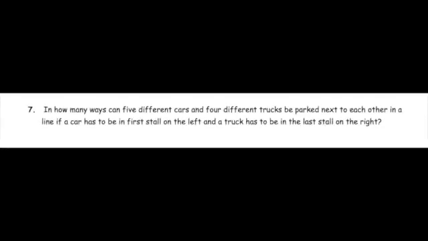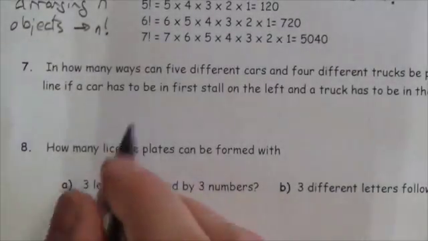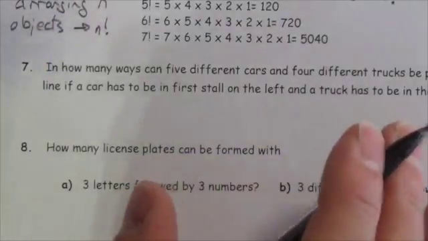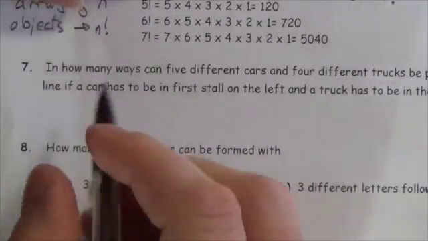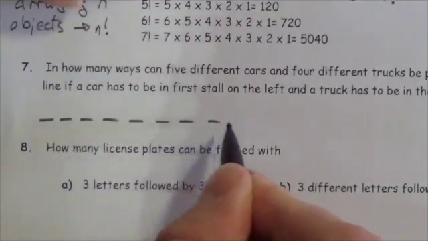In how many different ways can 5 cars and 4 different trucks be parked next to each other in a line if a car has to be in the first stall on the left and a truck has to be in the last stall on the right? All right, so to answer this problem, let's take a look at how many tasks have to be accomplished. First of all, I've got 9 different vehicles here, so there's 9 tasks to accomplish. So 1, 2, 3, 4, 5, 6, 7, 8, 9.